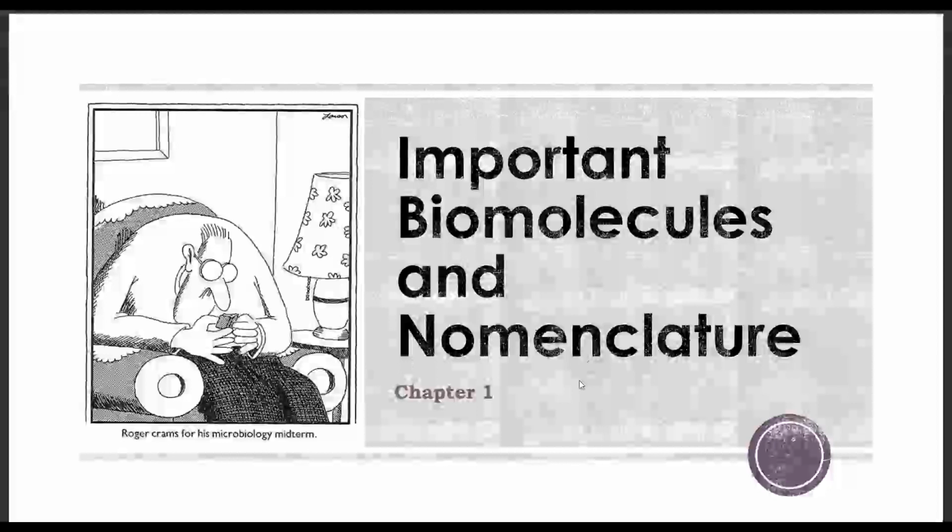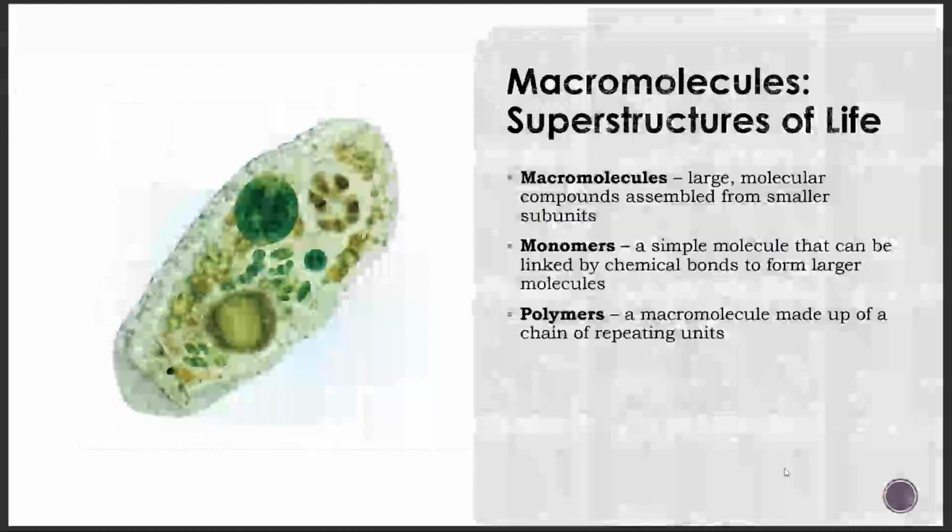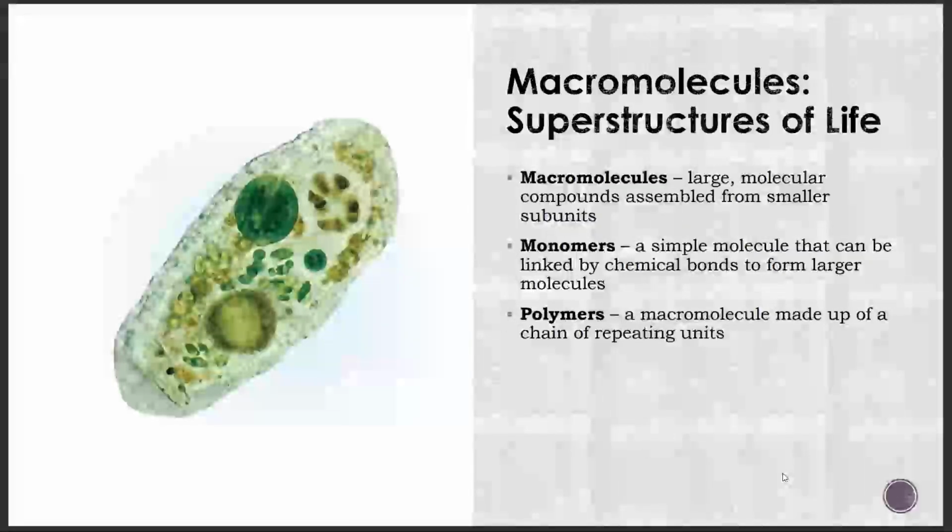Okay, so important biomolecules and nomenclature. Important biomolecules is where we're going to start. And the first thing we need to know are macromolecules. So we have macromolecules, or large molecular compounds that are assembled from smaller subunits.